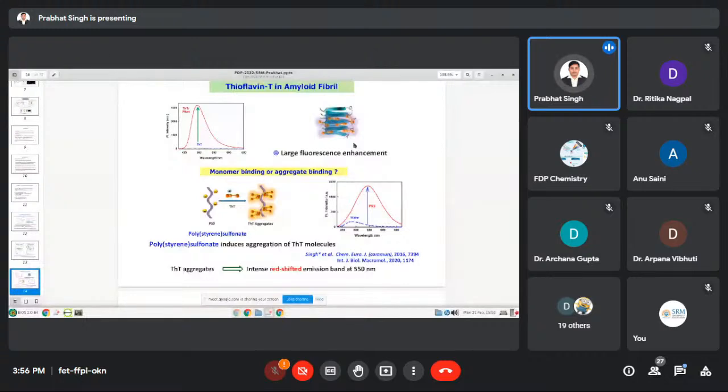But then what was the message for us? The message was, okay, so that means aggregates of ThT can be formed, and they are basically associated with an emission band at 550 nanometer, right? So with this information, we looked into the literature.